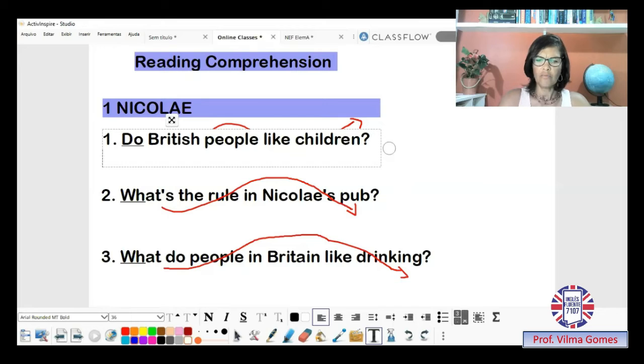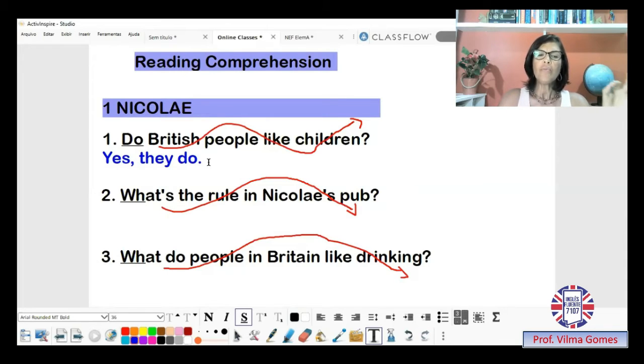And I am going to put English. Yes, they do. Very good. Yes or no question, I answer with yes or no answer. Yes, they do. Lembre-se que nós sempre respondemos yes or no question com o verbo auxiliar. Qual verbo auxiliar? O verbo auxiliar foi utilizado na pergunta. Very good. So number 2 here.